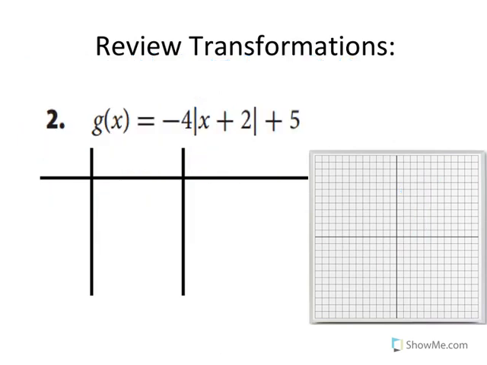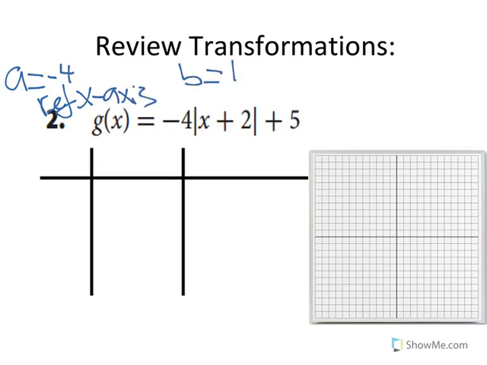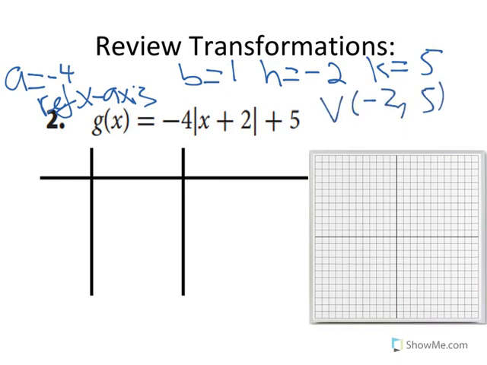Okay, and number 2, same thing. So we know that a is -4, so it's going to be a reflection on the x-axis. Right? And b is 1, h is -2, and k is 5. So the vertex is (-2, 5). So we can graph the vertex first. So -2, 1, 2, 3, 4, 5. So we can have this point.